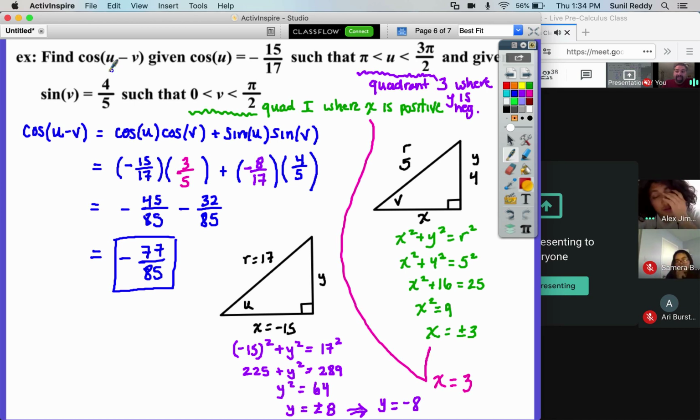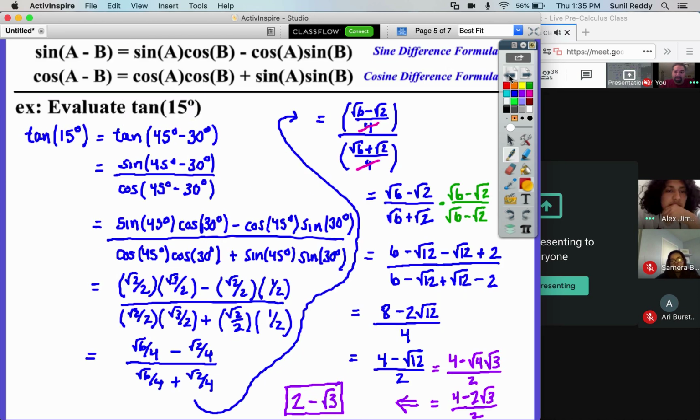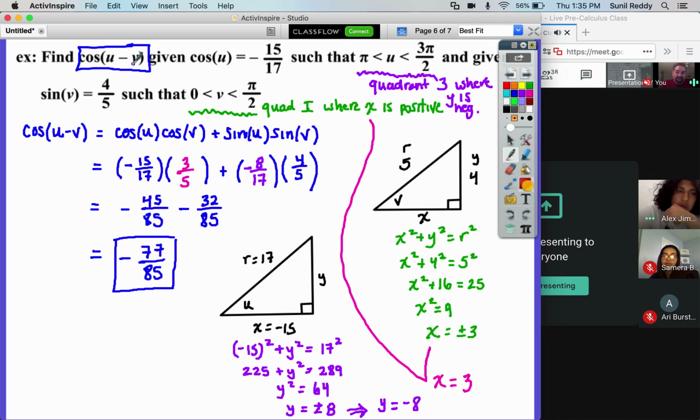So from the beginning, I was told to find the cosine of u minus v. So for that, I know that I'm just using the cosine difference formula, which if I go back, it's right here on the second one. The cosine difference formula multiplies the two cosines and two sines and adds in the middle. So if our angles are u and v, I multiplied the two cosines and sines and added in the middle.